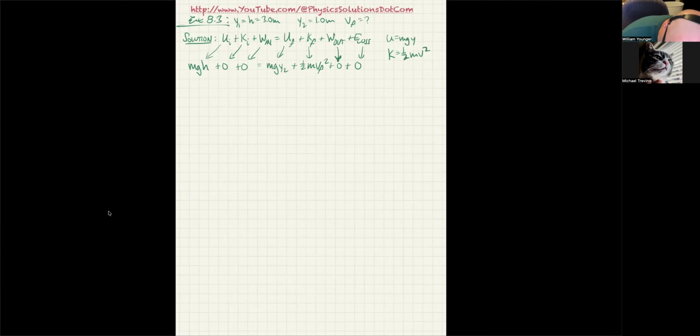We can see right now that we can divide the left hand side by m and the right hand side by m, and that actually cancels out all of the m's that we have, which is good because we didn't know what m is. And this also tells us that the answer is going to be independent of m, which is exactly what Galileo said, that all bodies fall at the same rate if you ignore air resistance.